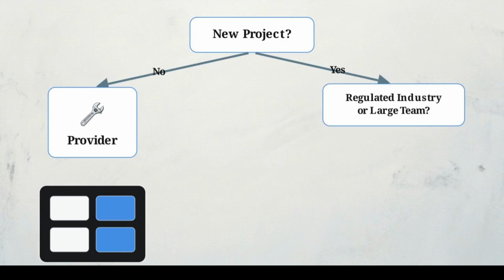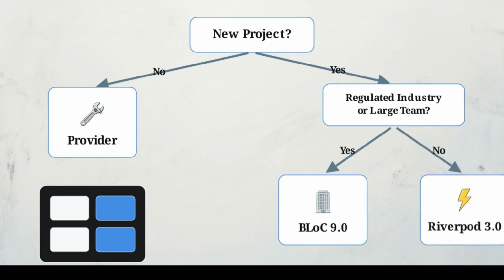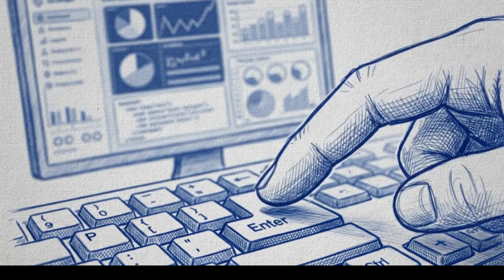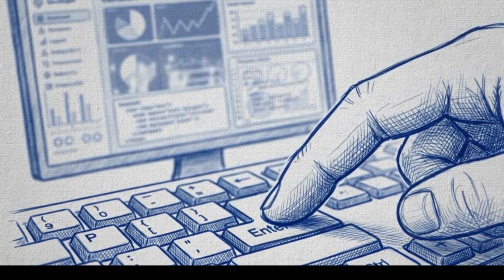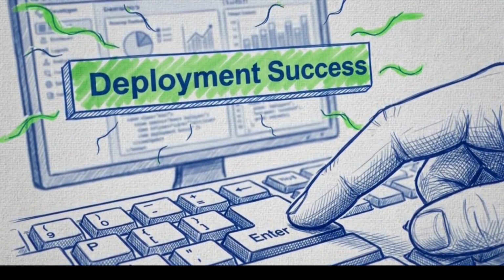For new projects, consider your constraints. Are you managing a large team or working in a regulated industry? If yes, Bloc is the logical choice to ensure auditability and consistency. If no, Riverpod 3.0 provides the best balance of speed and safety. The value isn't finding a perfect library. It's choosing a tool that fits your constraints so you can stop debating and focus on moving forward.